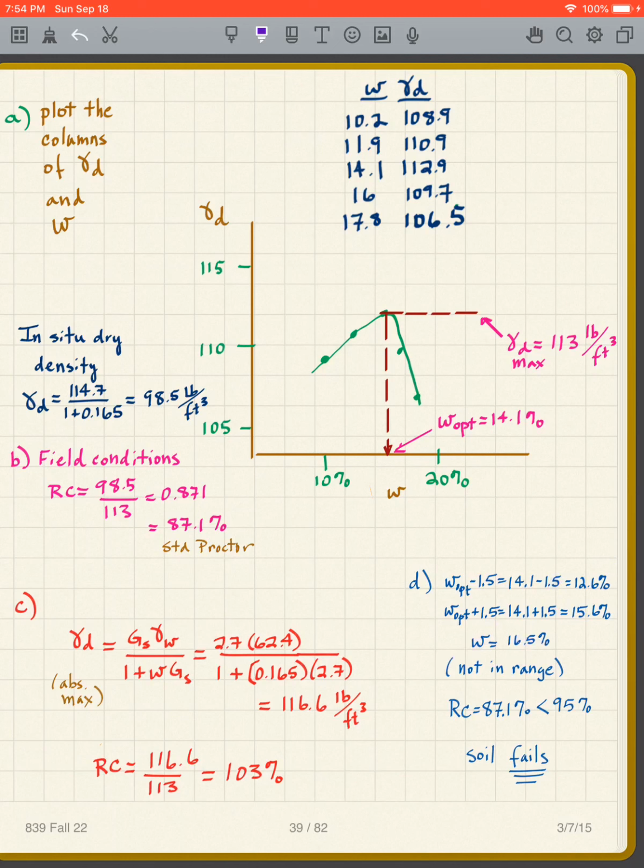So we fail on both counts. Our relative compaction was 87.1%, it's less than 95. The water content is not in the range. This soil fails.